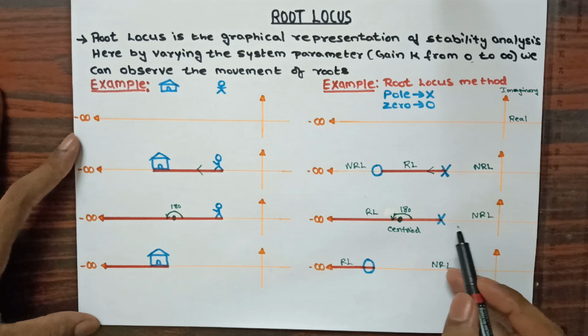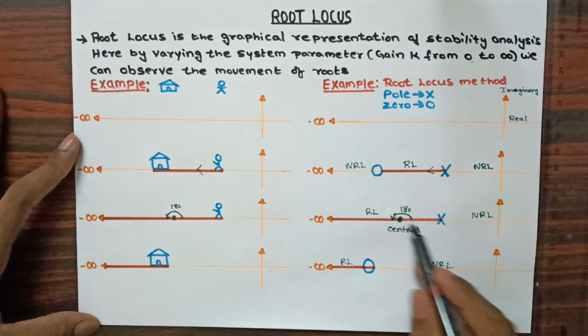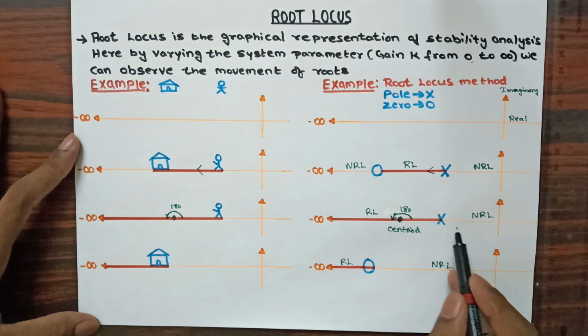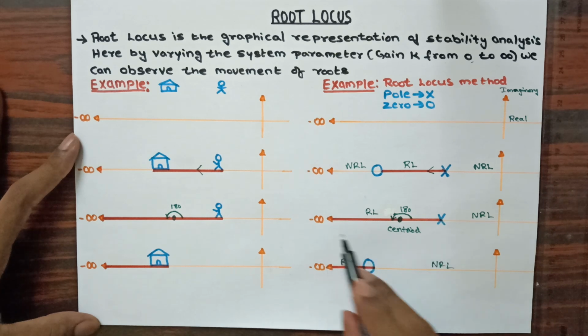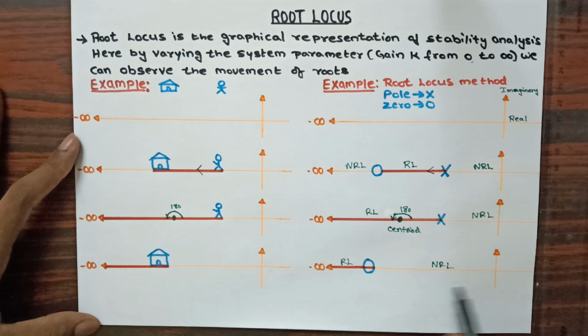In this example I have shown for this pole 180 degree, then at this angle 180 degree the pole approaches to infinity. In this fourth example you can see that I am having only 0. In this again this concept is same. We are going to identify the root locus path by just counting from right hand side.